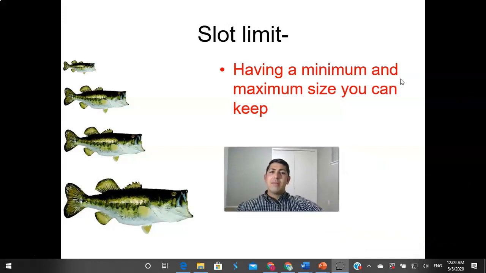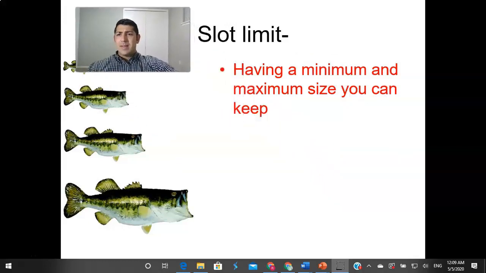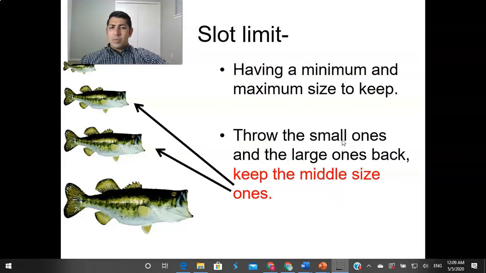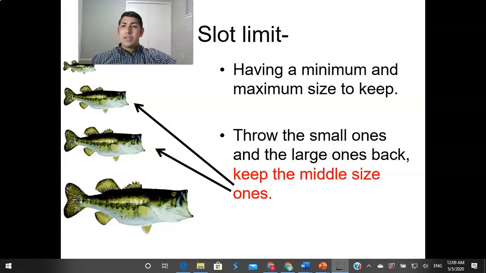A slot limit is having a minimum and a maximum size that you can keep. So what exactly does that mean? It means throwing the small ones and the large ones back and keeping the middle-sized ones. The little ones haven't gotten large enough to reproduce, and the large ones, you want to keep in the water so that they can continue to reproduce. You want the whoppers to continue that lineage of creating very, very large fish. So you take the middle ones, the ones that have already reproduced and have basically maxed out at their size.